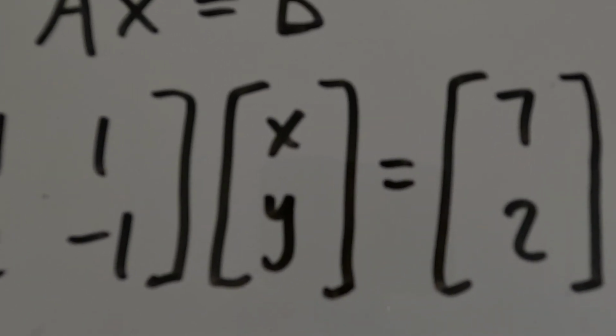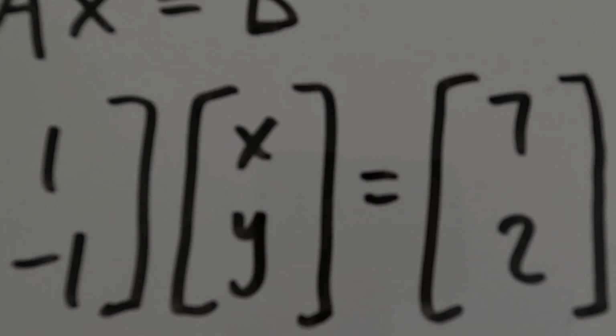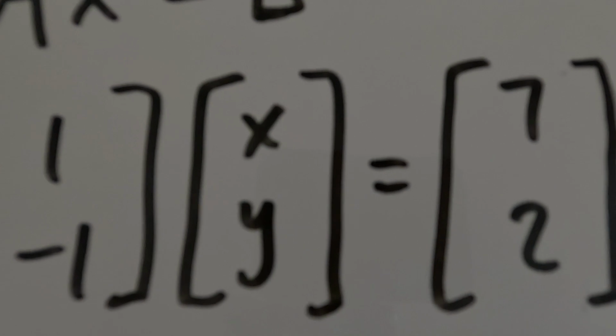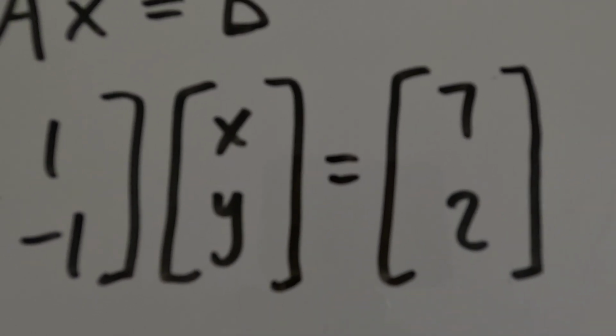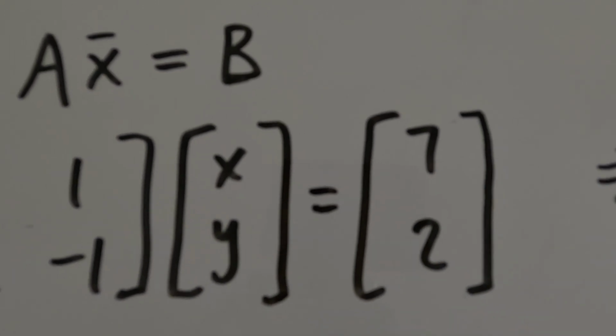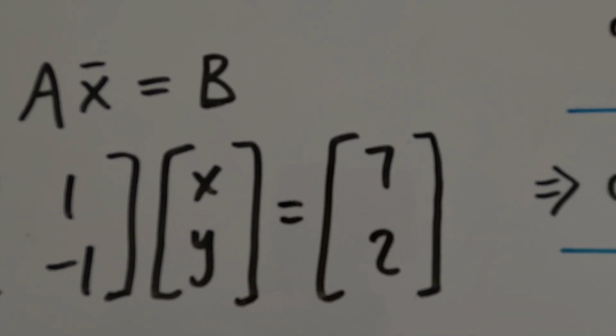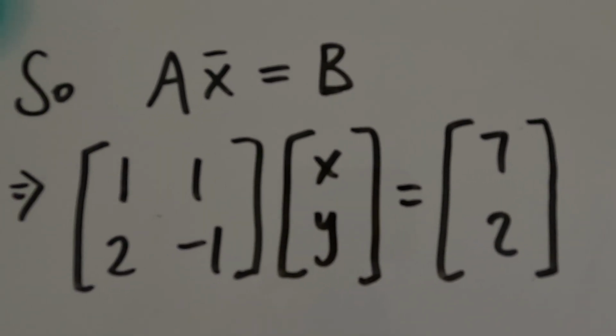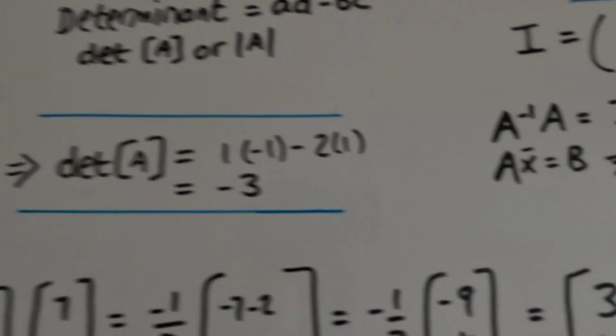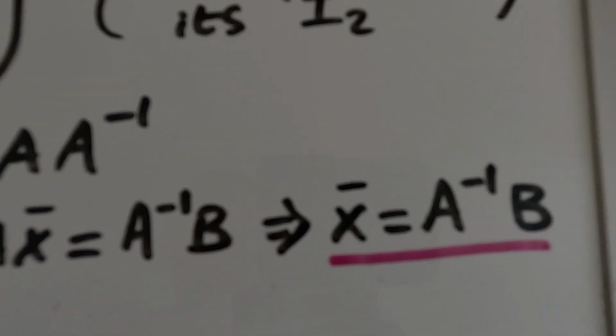This is what we want to find. We want to find this column vector, xy. So it's going to be equal to something. It's not going to be equal to 7, 2, but it's going to be equal to something, and that's our answer. That's the solution to the system. But as I say, we need to do some matrix multiplication. We need to use this formula to find x bar.